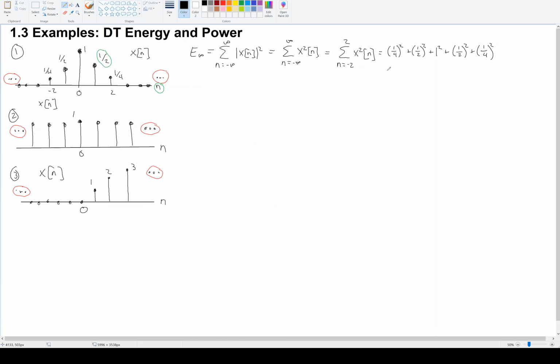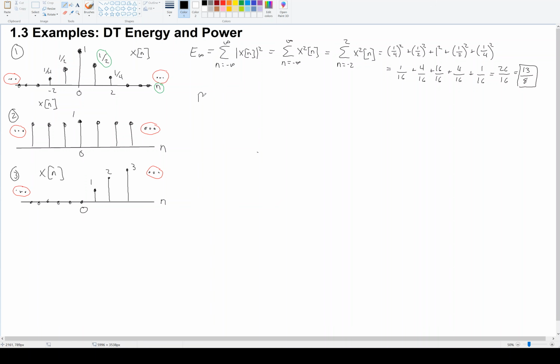Okay, so I can plug this into a calculator, or whatever you need to do. 1/16 there. This is actually 4/16. This is 16/16, 4/16 again, and 1/16. So if I add up all the 16ths, I get 24, 25, 26. Is that right? 26 over 16. And so there is a 2 there. This is 13/8. So that's my total energy, 13/8 in that first example.